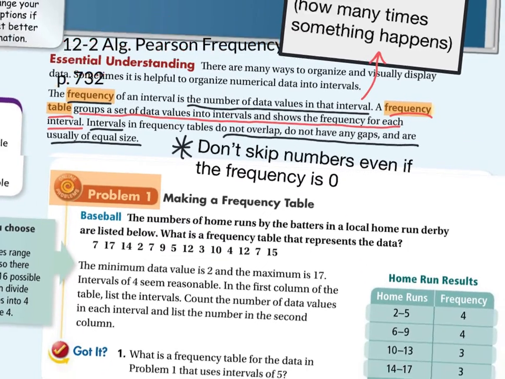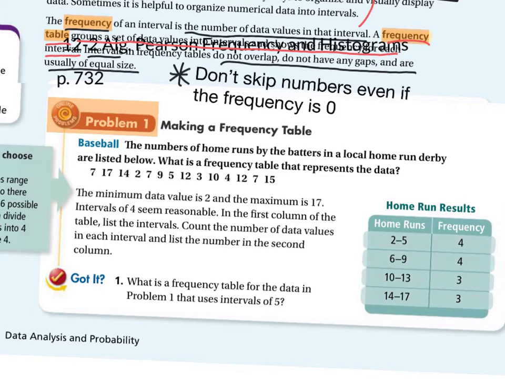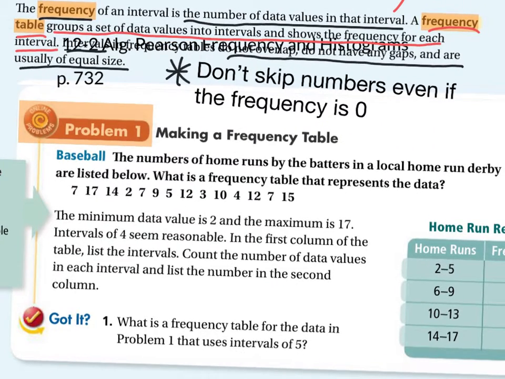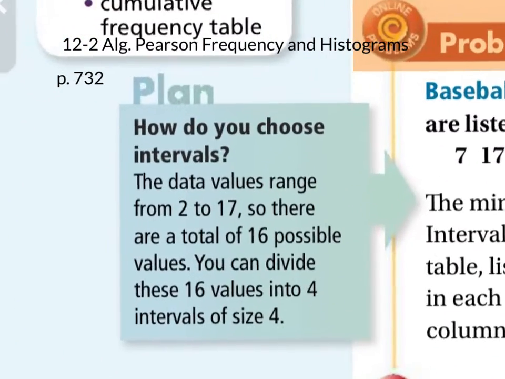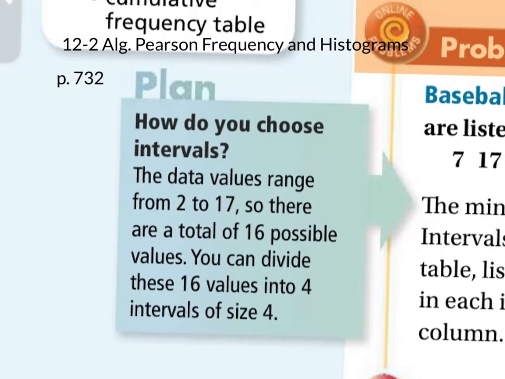So if we look at problem 1, we are going to make a frequency table. The numbers of home runs by batters in a local home run derby are listed below. What's the frequency table that represents the data? When we make a frequency table, we need to decide some things ahead of time. We're not just going to blindly throw numbers at the table and see what happens. So it talks about over here planning how to choose intervals. First thing, look for the lowest and highest numbers. In this case, 2 is the lowest number, 17 is the highest number.